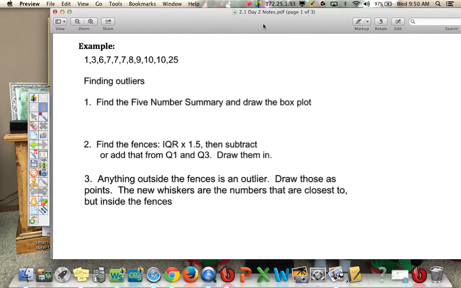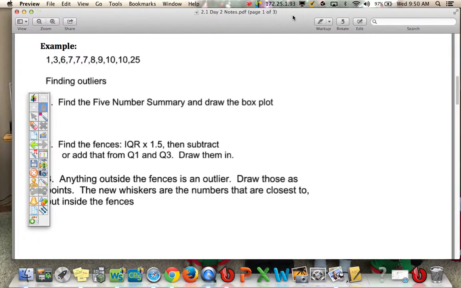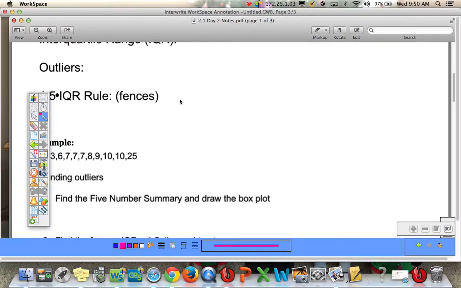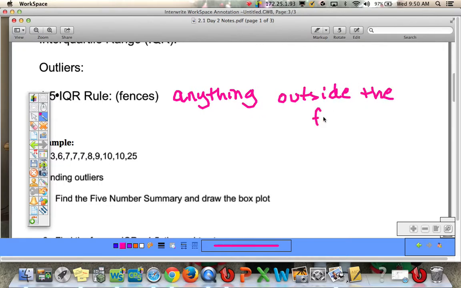So here's the example. Finding outliers. Find the 5-number summary. So I should write what fences are. I'll do that. So fences, anything outside the fences is an outlier. And we'll calculate.